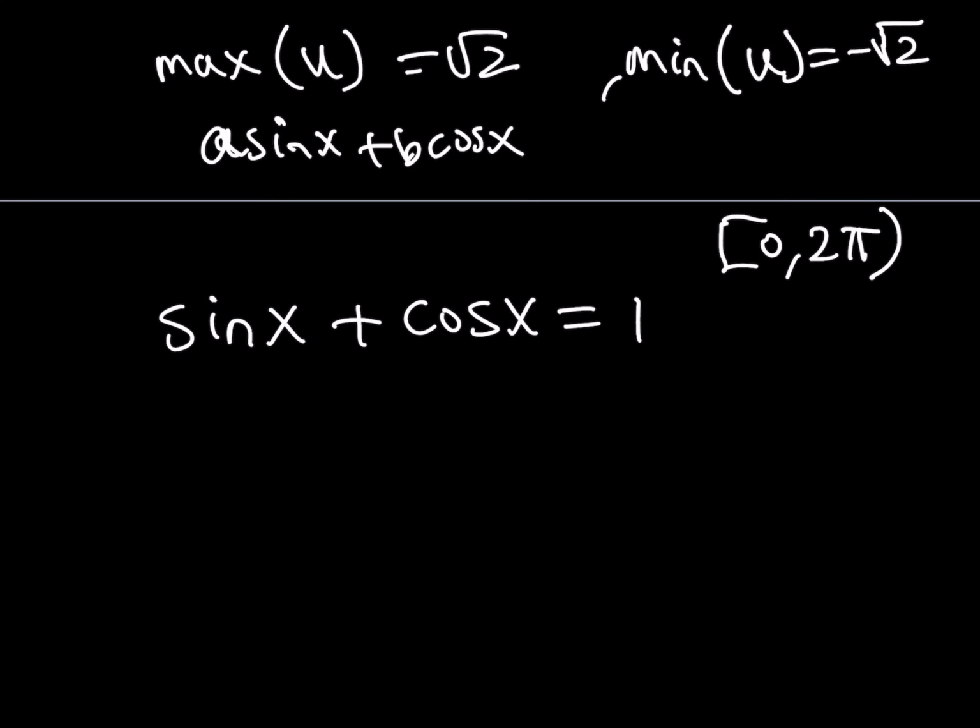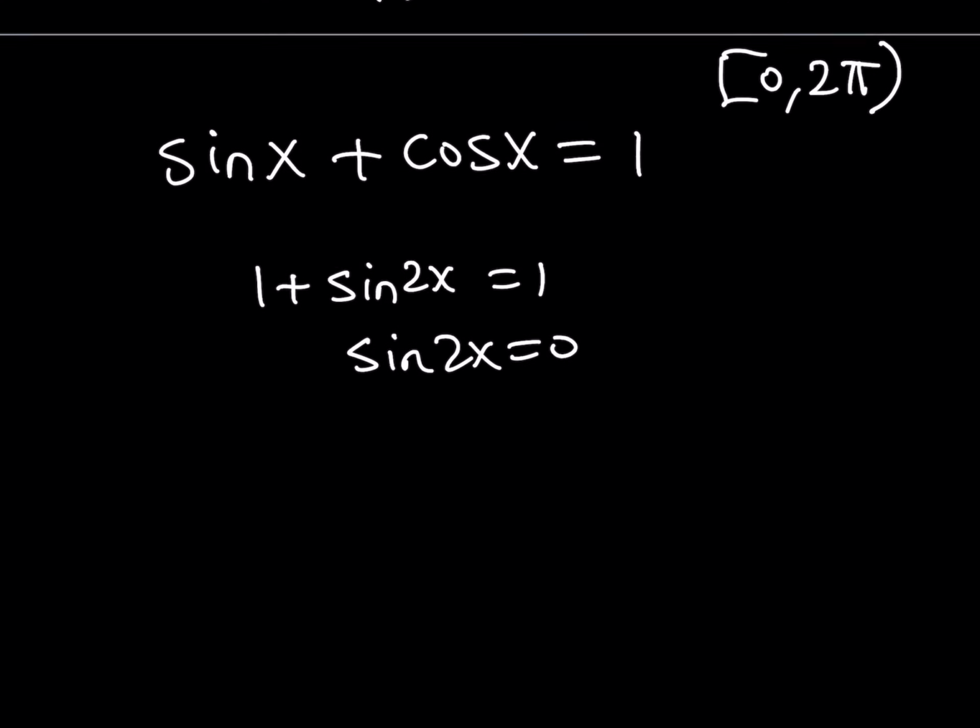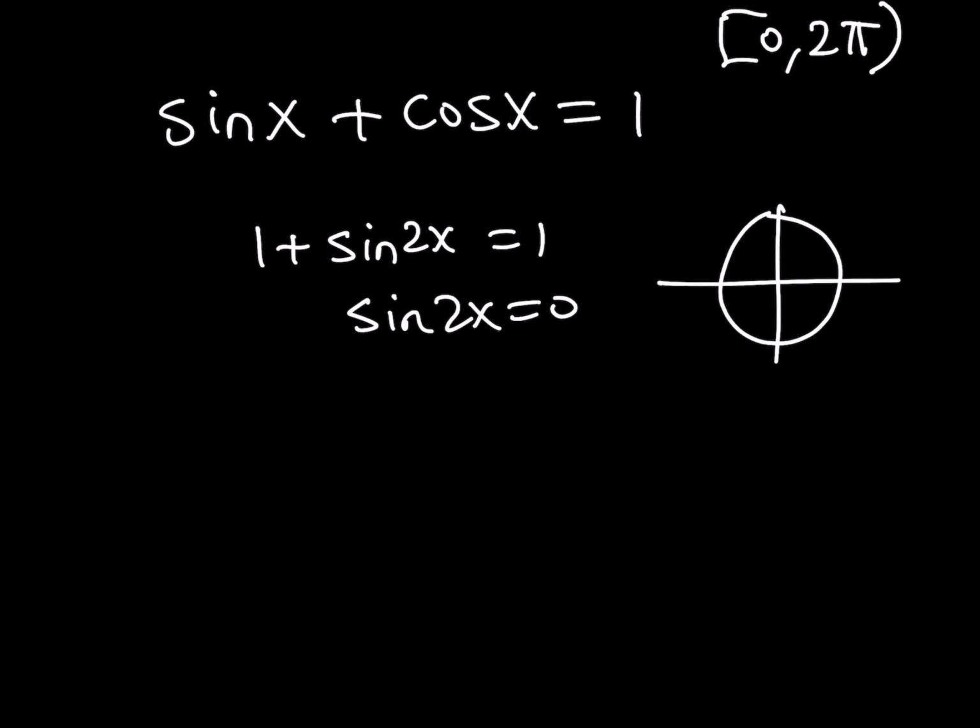Now, this equation can also be solved. What you can do is basically square both sides. You're going to be getting 1 plus sine 2x is equal to 1. From here, we get sine 2x is equal to 0, right? And you know that on the unit circle, sine is equal to 0 at 0 and pi. So you can say that 2x is going to equal 0 plus n times pi, because all multiples of pi are just going to work. And if you divide both sides by 2, then you'll be getting x equals n times pi over 2.